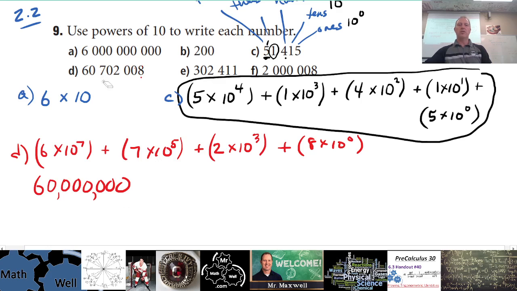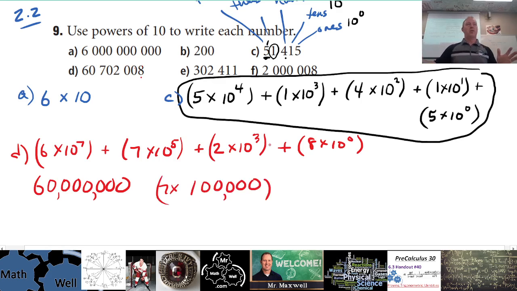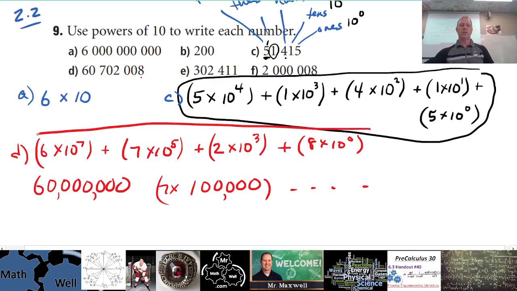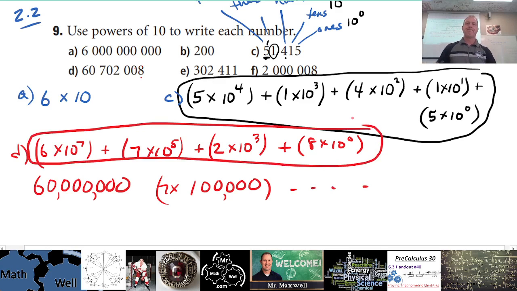This 7 should be 700,000. 700,000 there. So is 10 to the 5 100,000? Let's see. Yep, that's 100,000. So that's 7 times 100,000. Any other questions about that? Is that making sense? So this is your answer. It looks like there. Okay, I will let you go ahead and tackle the rest of those on your own, and let me know if you have any problems with that.